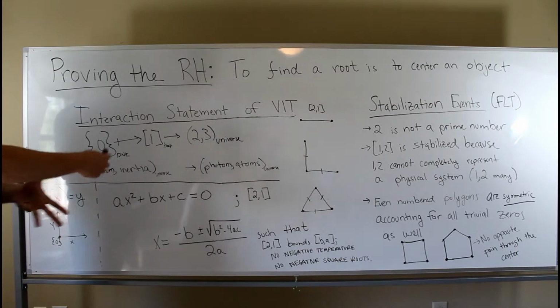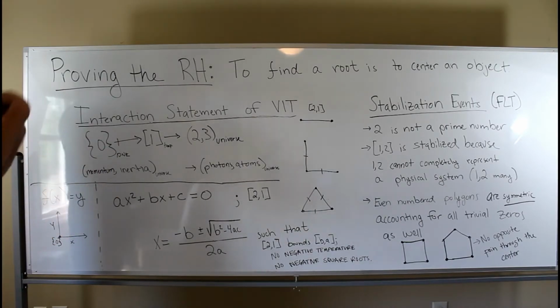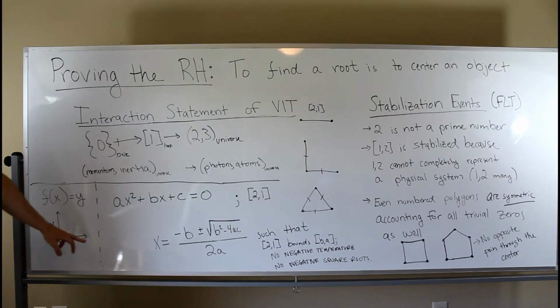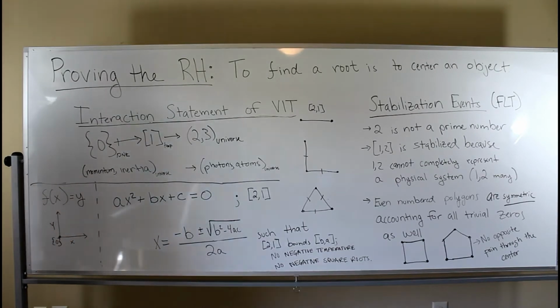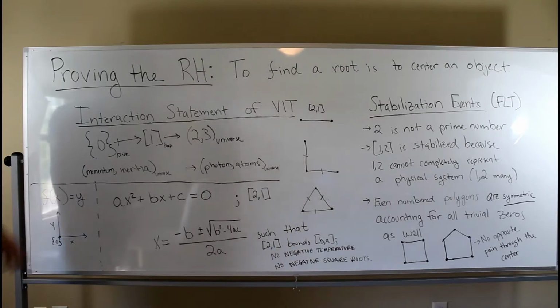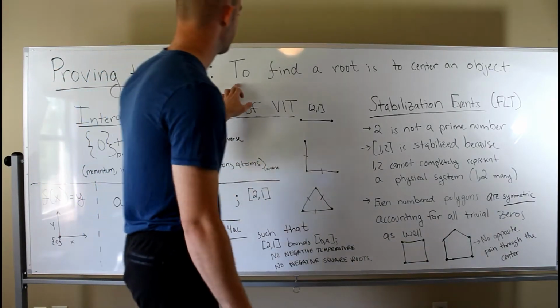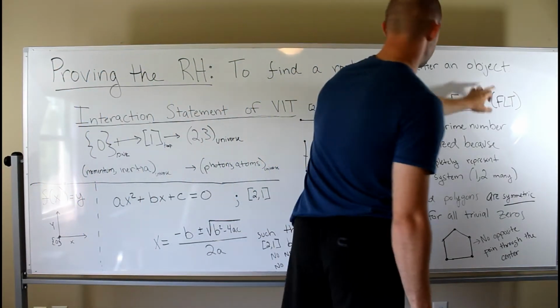You're given some number, you perform some operation on it, and you get back another number. And then on this graph here, I just have the x and the y axis. And so when you're rooting an object, you're finding the center, and that's what I put up there. You're finding an intersection or the center. And to find a root is to center an object.